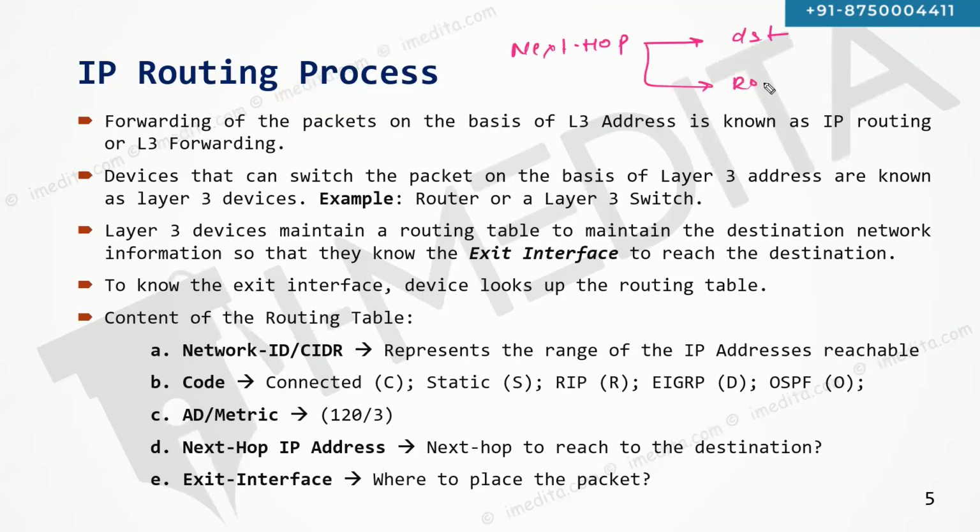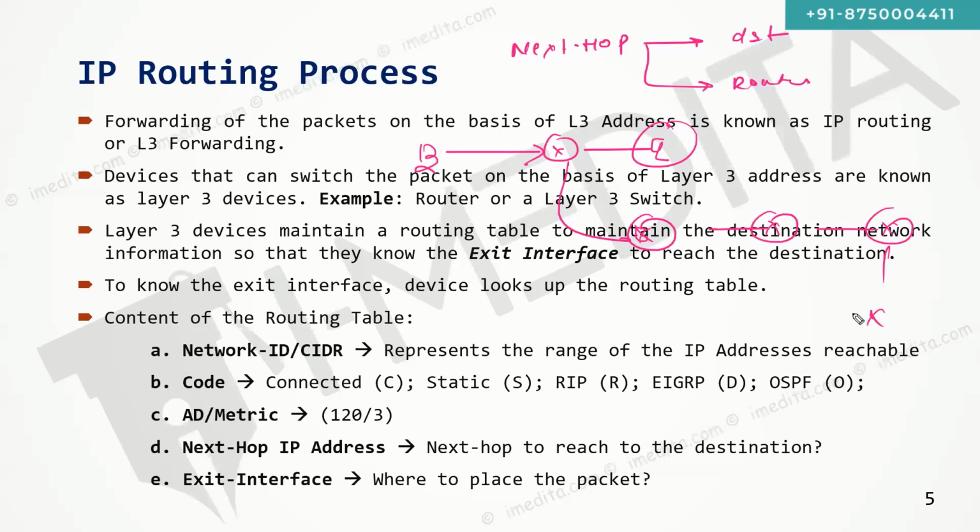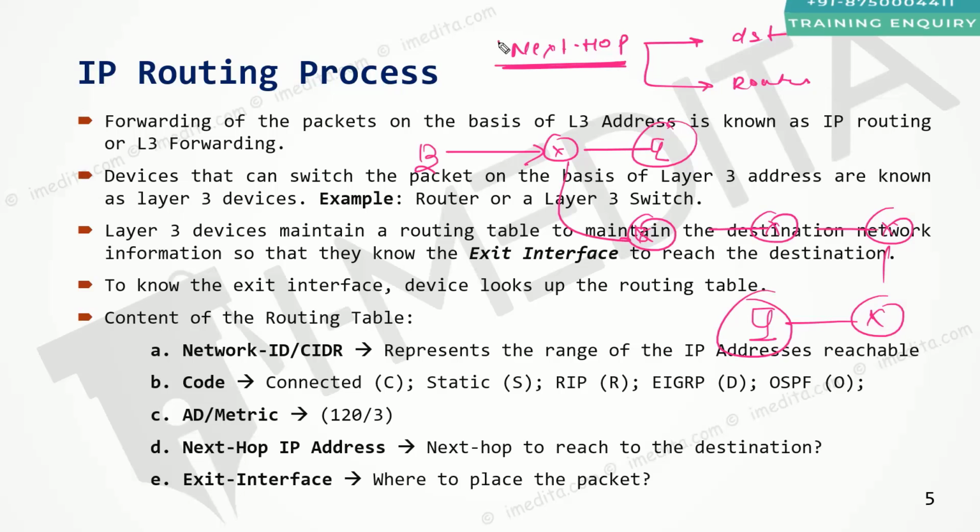the next hop of the packet can be a router. When a packet is generated by the device, the next hop of that packet can be a router, and from the router the next hop can be the destination itself, or another router, then another router, and maybe 10 routers, then the destination. Next hop means next stop. The next hop of the packet can be the destination, or the next hop of the packet can be a router, right?